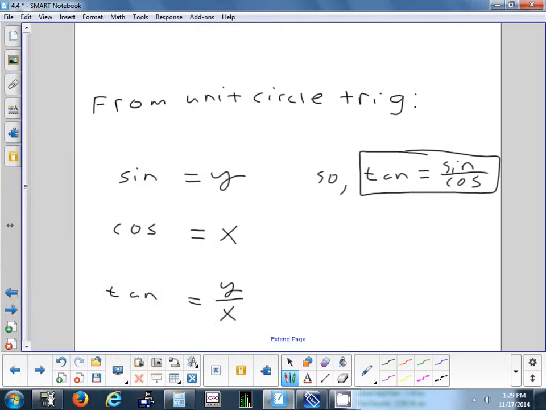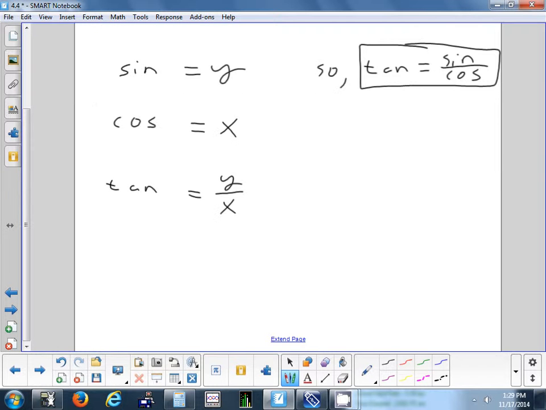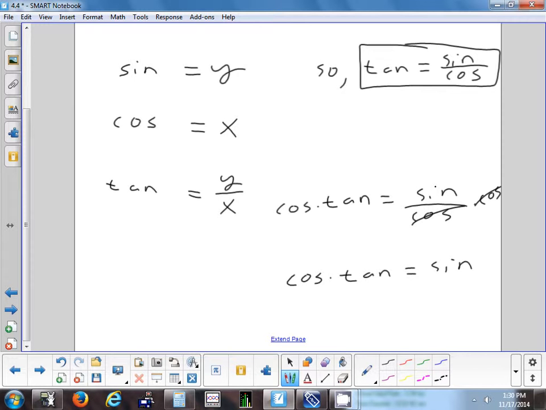All right. Let's take a look at something else. Let's look at tangent equals sine over cosine. How would I get rid of the cosine in the denominator? Times each side by what? Cosine. And times by cosine. So this is really the same identity, just rearranged a little bit. If you take the cosine times the tangent, you'll get the sine.